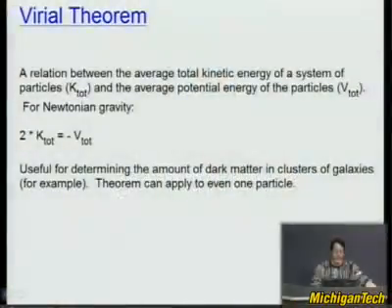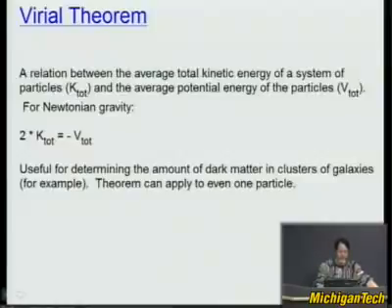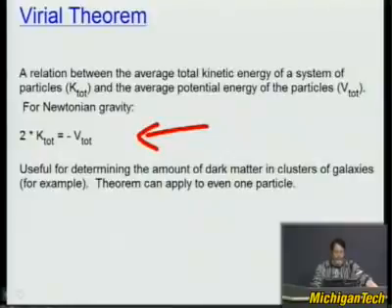The virial theorem is a really key theorem in several parts of physics, in particular gravity. It allows you to estimate one type of gravitational energy given another. Specifically, the relation is between the average total kinetic energy of a system of particles and the average potential energy of those particles. I usually picture it involved in galaxies or in globular clusters. In Newtonian gravity, it's written like this. However, for other force laws, it could be written differently. It's useful, for instance, for determining the amount of dark matter in a cluster of galaxies. Again, that's another system of points, particles. However, you can apply this even to one particle.